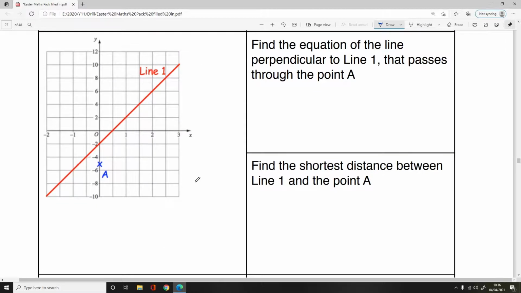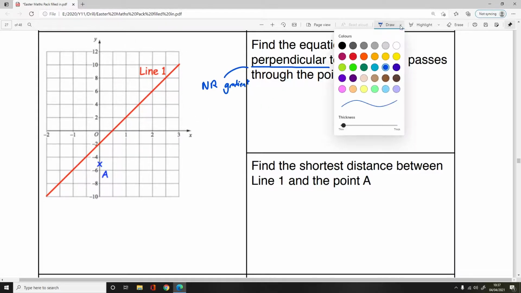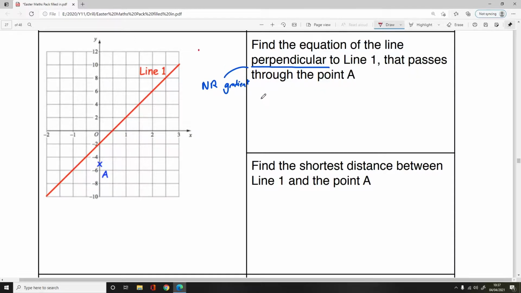Okay, another graph one. Equation of a line perpendicular to line 1 that passes through the point A. So we've talked about this quite a lot this week. Perpendicular means we have a negative reciprocal of the gradient. So let's do that first. We want to know the gradient of this line, and we want to do the negative reciprocal. As that line's in red, let's write this in red. So gradient of line 1. Draw a triangle on it. I'm going to draw my triangle up here so it's out of the way of A.